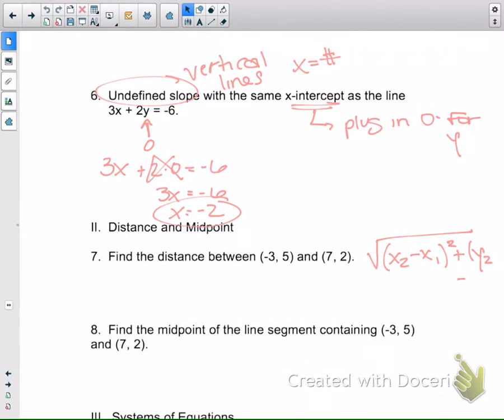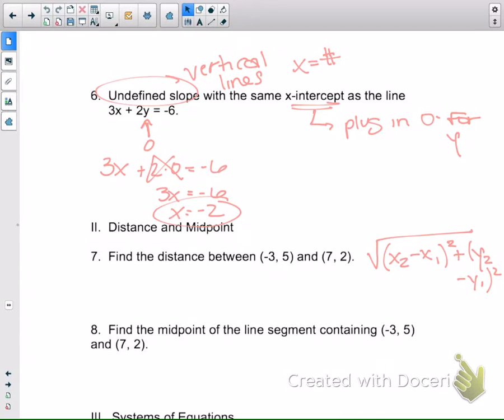I'm going to run out of room here. Sorry. Like that. That's all under the square root: x2 minus x1 squared plus y2 minus y1 squared. Now this we typically do by hand without a calculator, unless you want to do everything but the square root in your calculator. If you do type in the square root, it's going to give you a decimal answer.